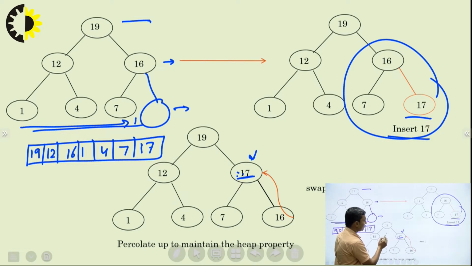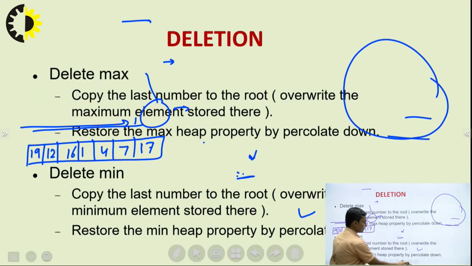So, we will check the value of this 17 with this 19 and we find out that here the max heap property is already there. So, we will stop here. So, now this is your max heap. So, every time we are inserting a particular value, we have to restore the max heap or min heap property.